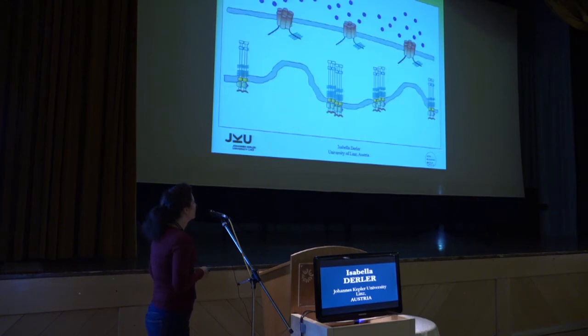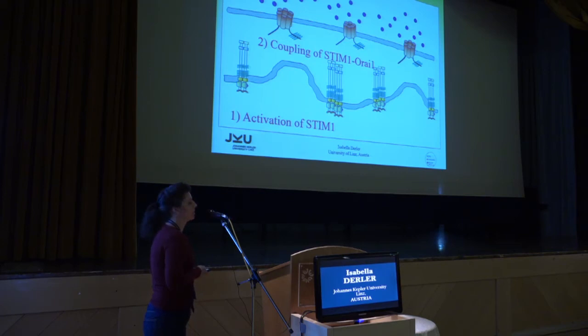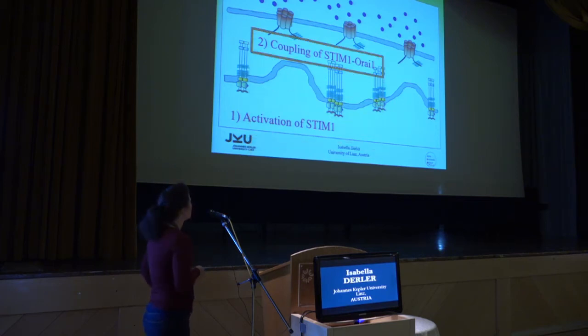So summarizing till here, what is required in the STIM-Orai activation cascade? Initially, it's ER store depletion, which leads to the activation of the STIM protein. Next, STIM-Orai coupling. And finally, a conformational change in the Orai pore, or in the Orai complex. But I would like to continue now with the role of STIM in Orai activation, and further also with the coupling domains in Orai1, which are essential for binding of STIM1.